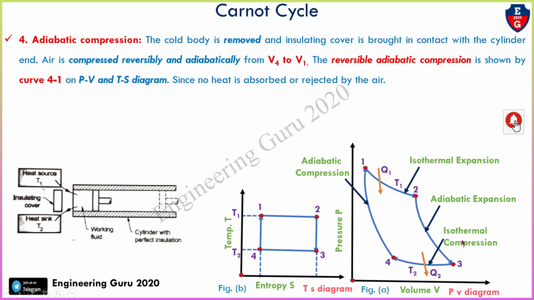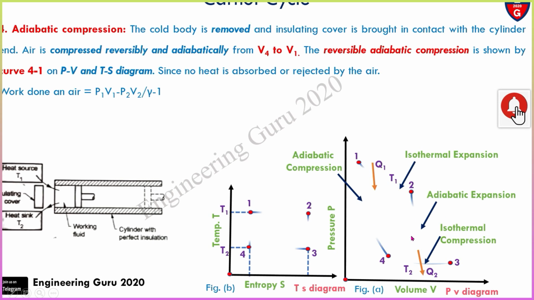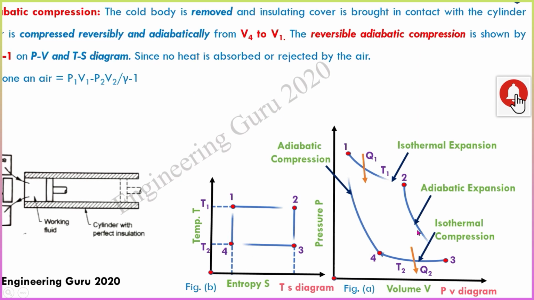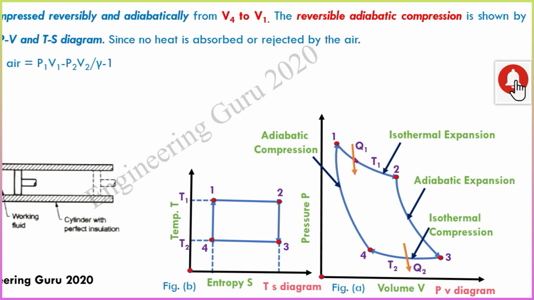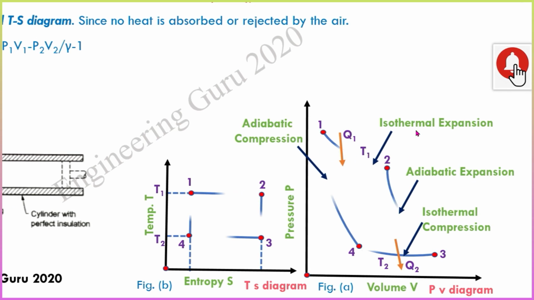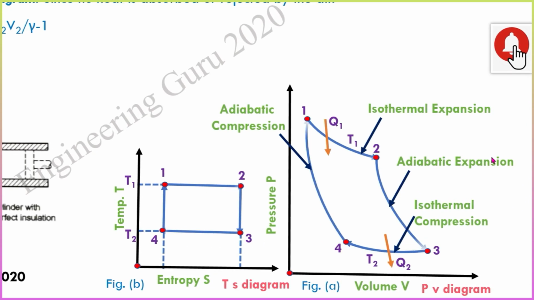In this diagram, we can see that curve 1-2 is isothermal expansion, curve 2-3 is adiabatic expansion, 3-4 is isothermal compression, and 4-1 is adiabatic compression. Work done by the air equals (P1V1 minus P2V2) divided by (gamma minus 1). So in the PV diagram we already covered curve 1-2, isothermal expansion, and curve 2-3, that is adiabatic expansion.